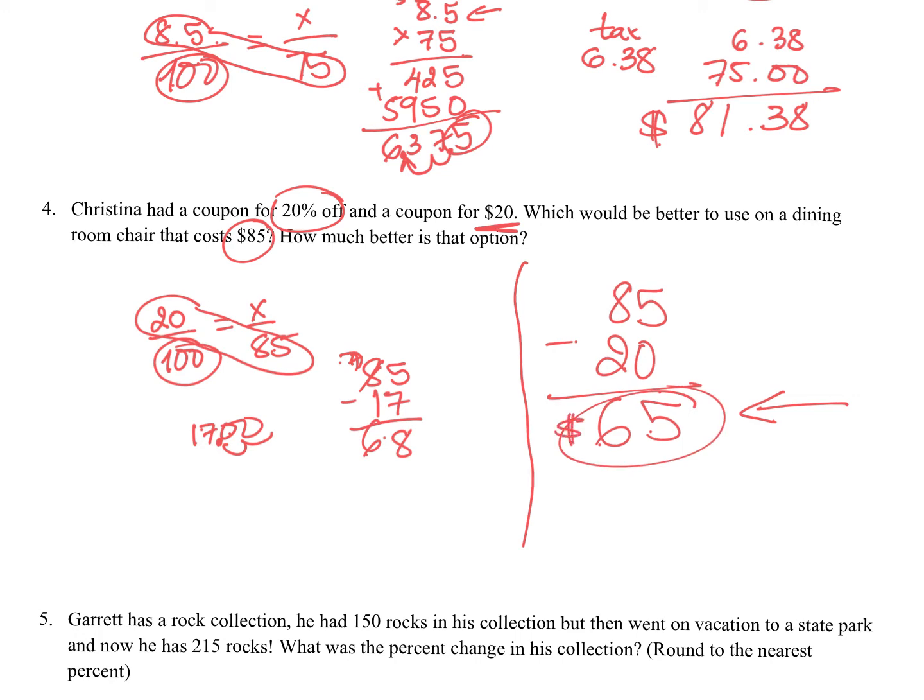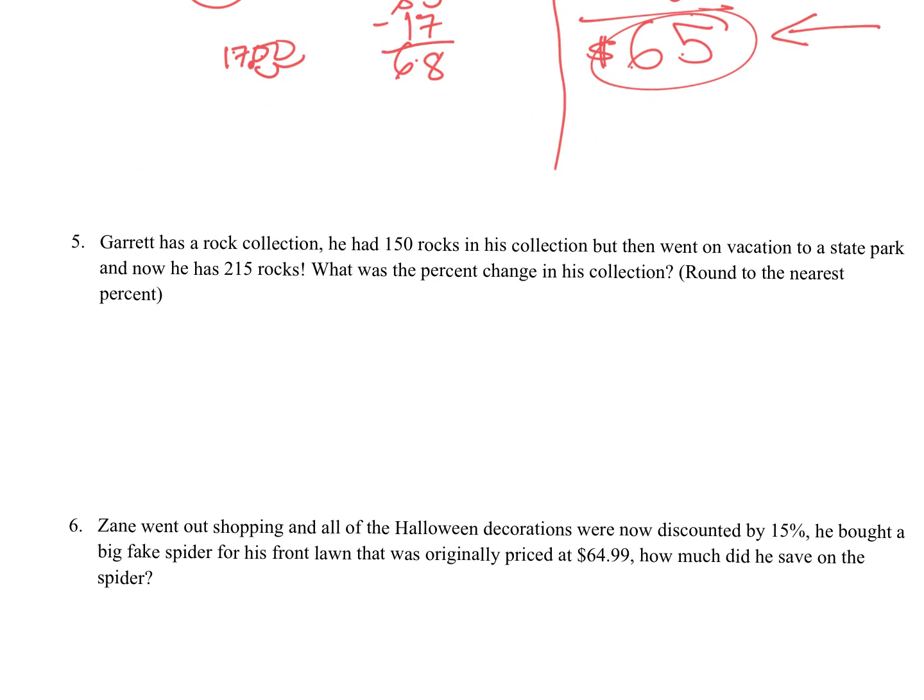Number 5. Garrett has a rock collection. He had 150 rocks in his collection, but then went on vacation to a state park, and now he has 215. What is the percent change in his collection, rounded to the nearest percent? So he had 150 rocks, and now he has 215. So what is the percent of change?